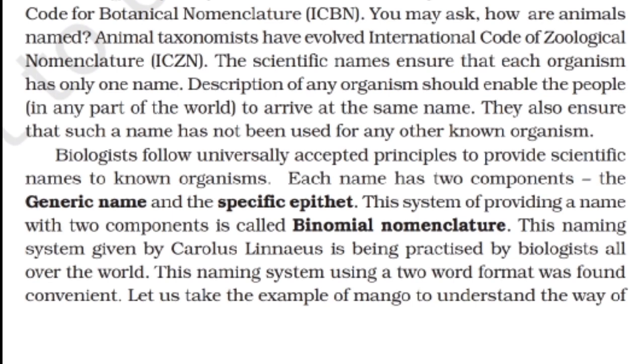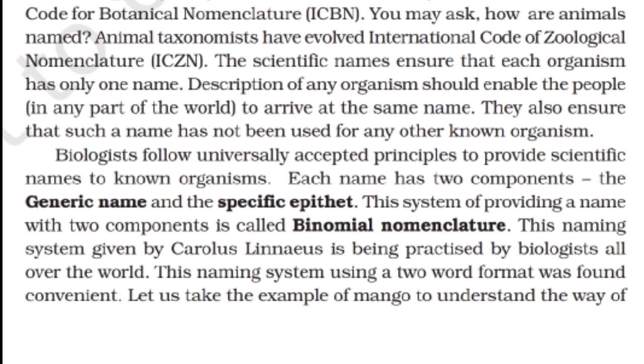Biologists follow universally accepted principles to provide scientific names to known organisms. Each name has two components, the generic name and the specific epithet. This system of providing a name with two components is called binomial nomenclature. This naming system given by Carolus Linnaeus is being practiced by biologists all over the world. This two-word format was found convenient.